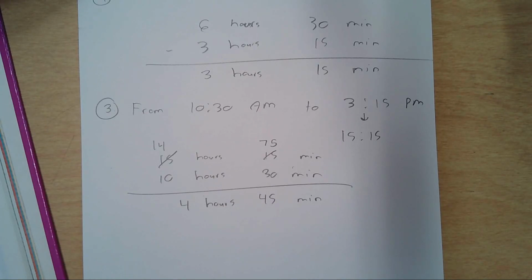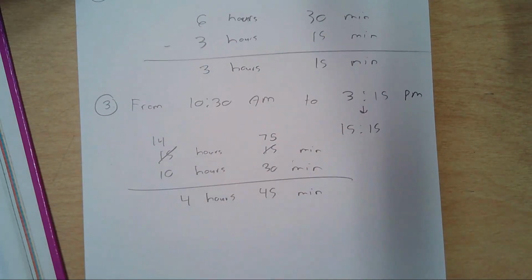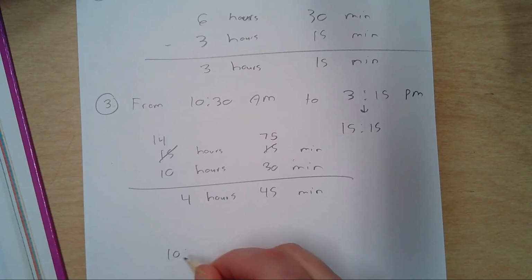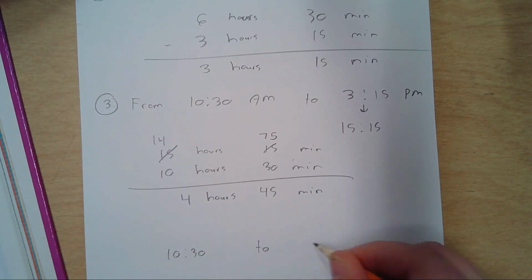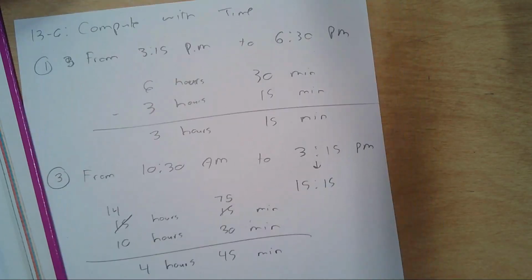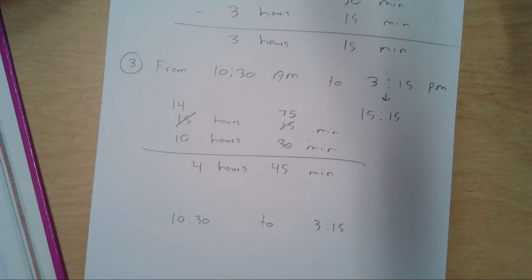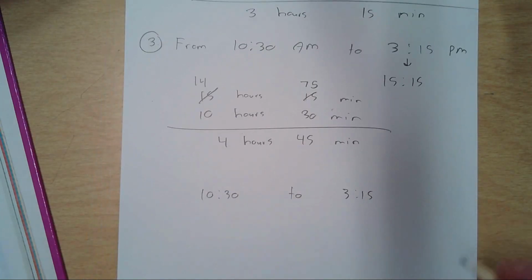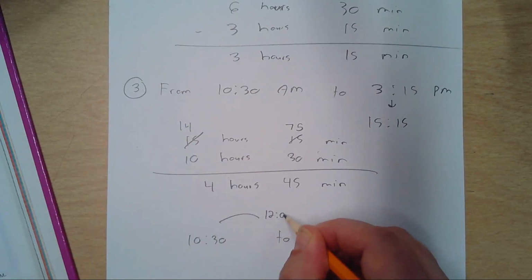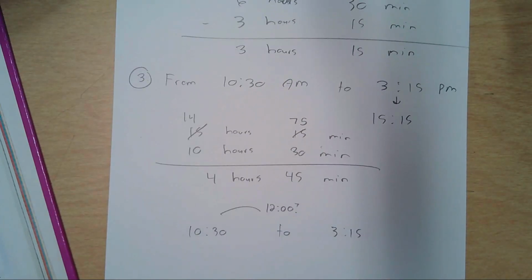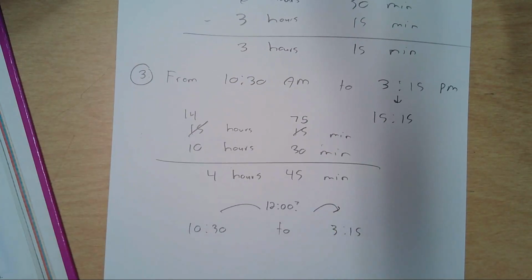That is an option you have. If you don't understand military time, same problem here, from 10:30 a.m. to 3:15 p.m. What you can do is, 12 o'clock is going to be noon, right? You know that. So I could just figure out how much time it is to get to 12 o'clock, how long from 10:30 to 12 o'clock, and then I could just add that to however long it takes to get from 12 o'clock to 3:15.